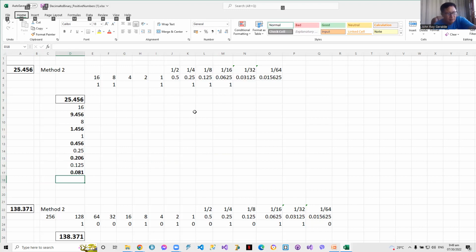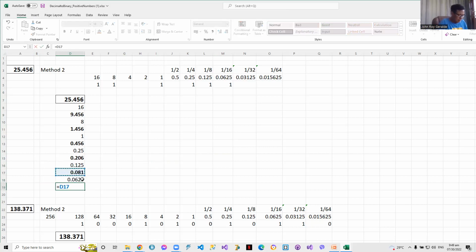Nawala ang aking keyboard. Anong nangyari? Nawala ang aking keyboard. I'm sorry. Okay. We minus 0.1825.